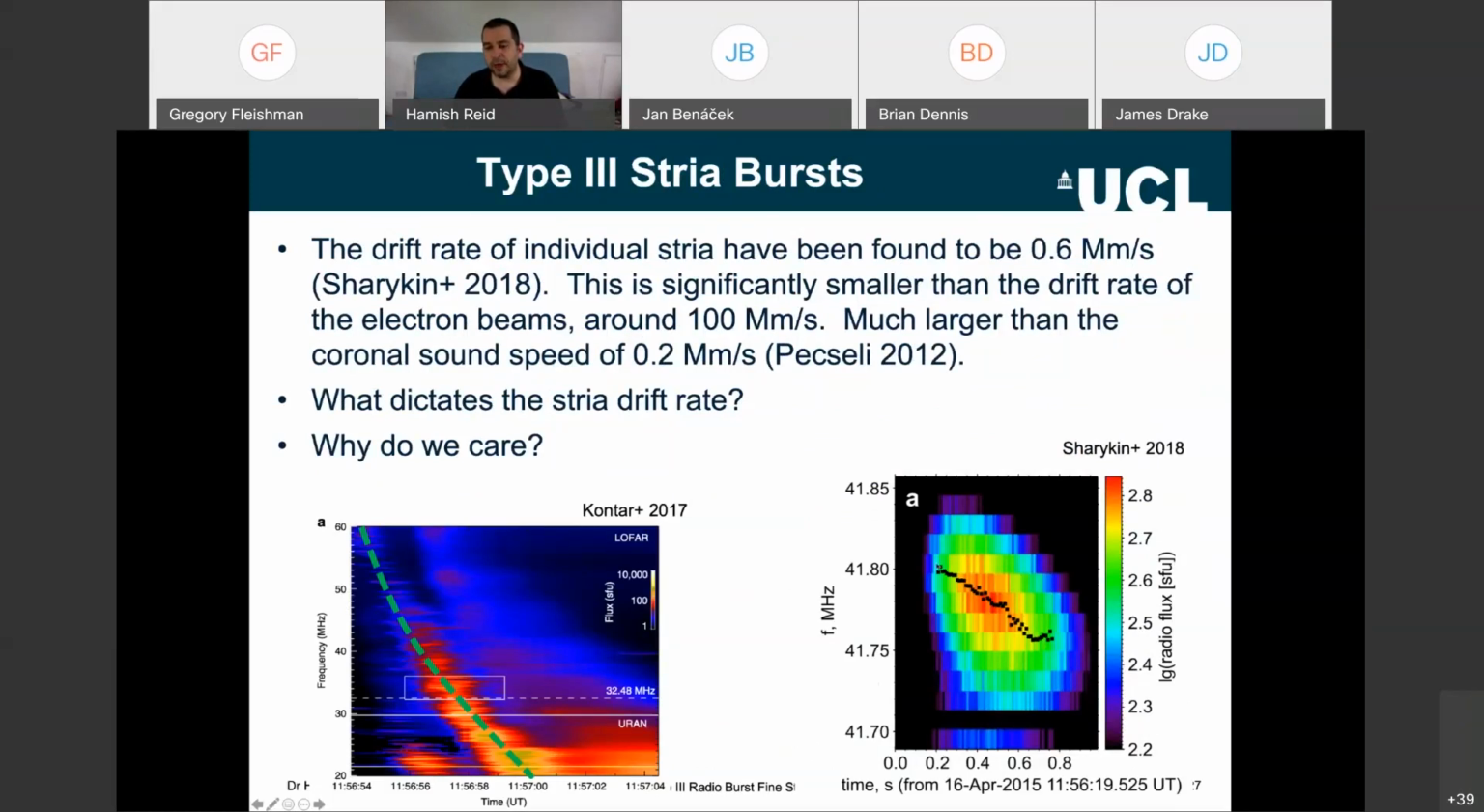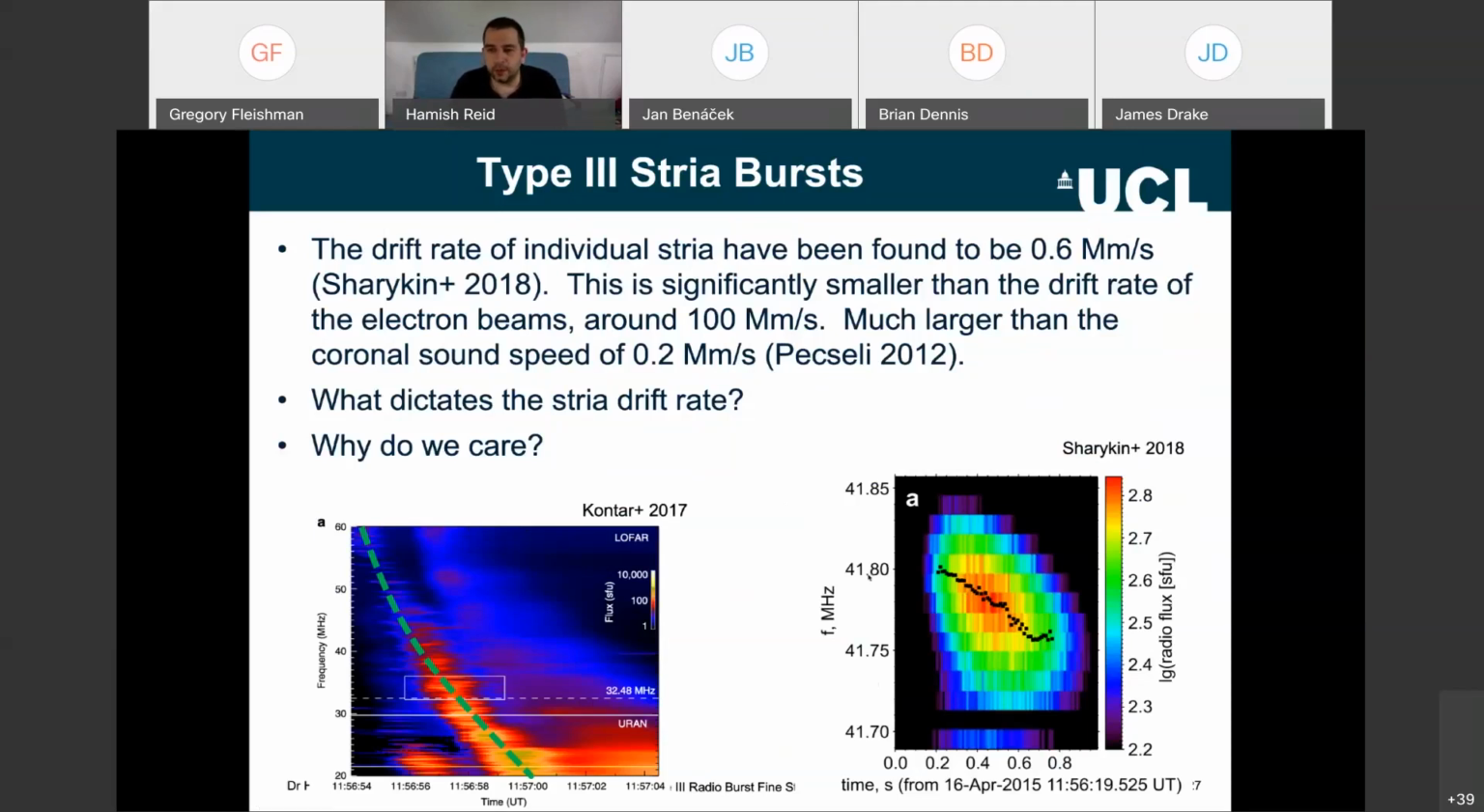Here on the right-hand side you can find an example of one striae from a study, where they've taken the frequency as a function of time, changed frequency to distance using a density model, and that's how they're deriving this 0.6 megameters per second. Now, this speed is significantly smaller than the speed of the electron beams, which is around 100 megameters per second. But it's much larger than the coronal sound speed of about 0.2 megameters per second. So one of the questions is, what dictates the striae drift rate? Why are these striae, these small clumps in frequency space, drifting at these rates?